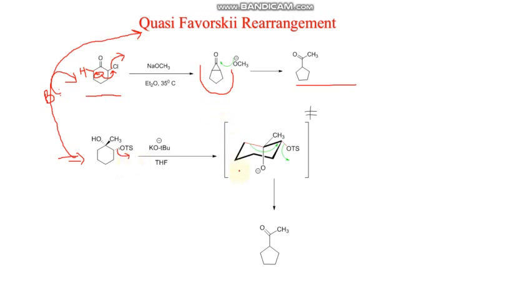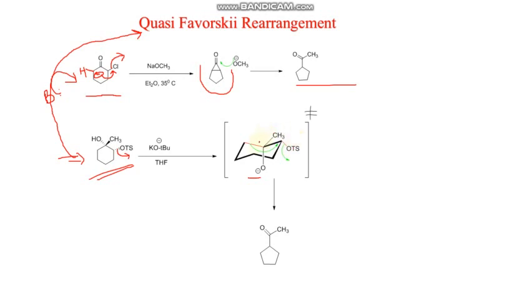To figure that out, you have to draw the chair form, or sometimes the boat form, of the cyclohexane ring, like we have drawn for this compound. To do the quasi-Favorskii rearrangement, the base takes the hydrogen of the OH group and creates O minus. This CH3 is in the beta position, above the plane, and this O minus is below the plane. This OTs is in the alpha position, below the plane. This bond is exactly parallel to this C-OTs bond. OTs is a good leaving group because the negative charge is stabilized by the aromatic moiety of the tosylate. So this bond will leave.